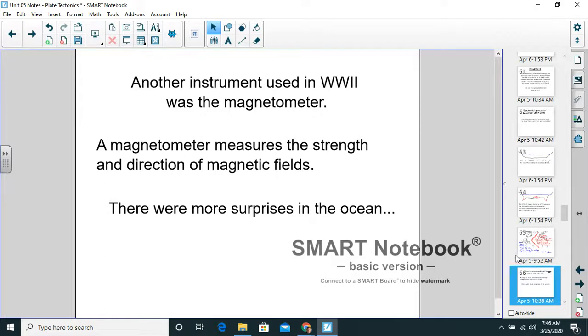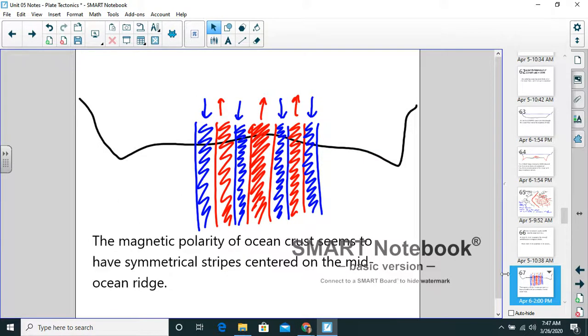Another instrument used in World War II was a magnetometer. So a magnetometer is a device that measures the strength and direction of magnetic fields. And you guessed it, there were more surprises to be found in the ocean. So if you think, right here is a really crude drawing. Here's coming down from a continent, here's that ocean floor, and in the middle of the ocean we have this mid-ocean ridge. So it's raising up a little bit. So if you measure the direction of the magnetic field, here's what's happening.